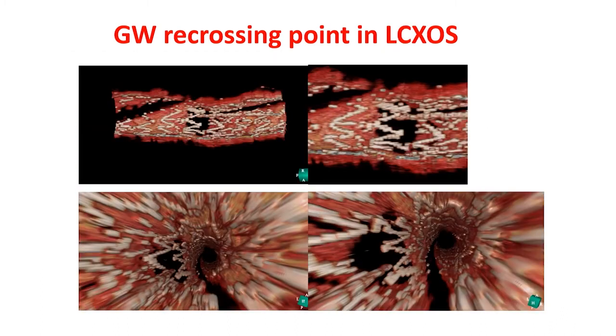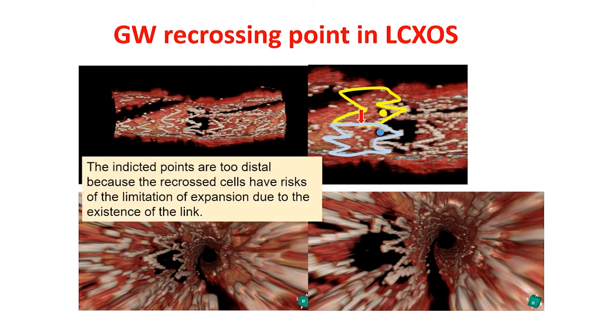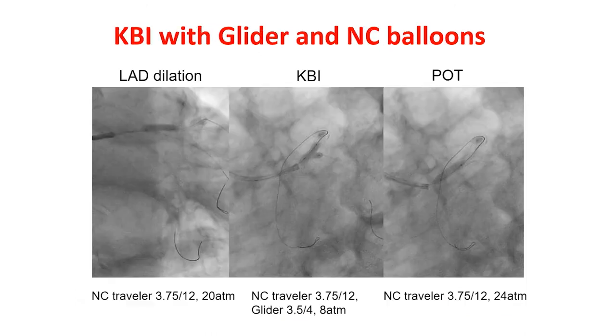These are the images after left main to LAD stenting. The guidewire recrossed in the middle cell. The indicated point is too distal, because the recrossed cell has the risk of limitation of expansion due to the existence of the ring. Therefore, we dilated the middle cell. Kissing balloon inflation and POT were subsequently performed.